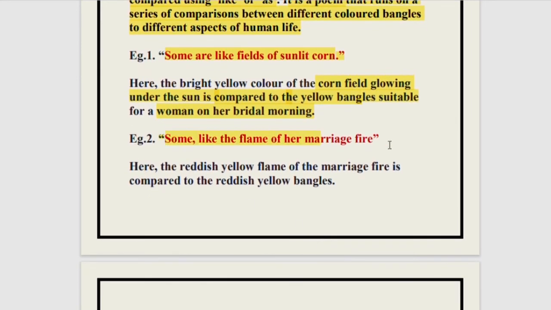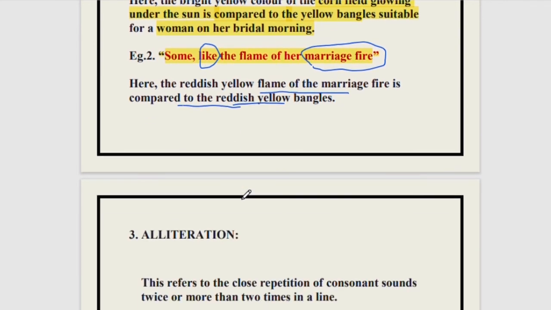Second one, some like the flame of her marriage fire. So in the first case we have this like, so it is a simile, and in the second case also we have a like, which makes it a simile. What is the comparison in the second example? The color of the bangles is similar to her marriage fire. The marriage fire has a reddish yellow color. The reddish yellow flame of the marriage fire is compared to the reddish yellow bangles, which are suitable for the women who are going to be married soon. So these are the two examples of simile.